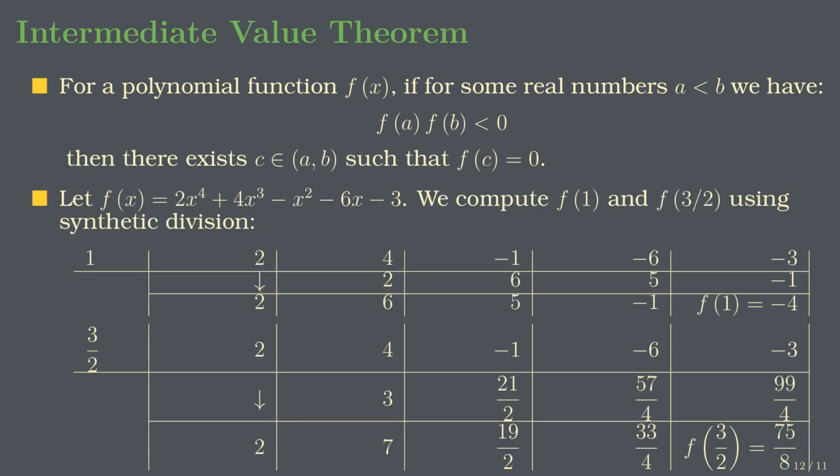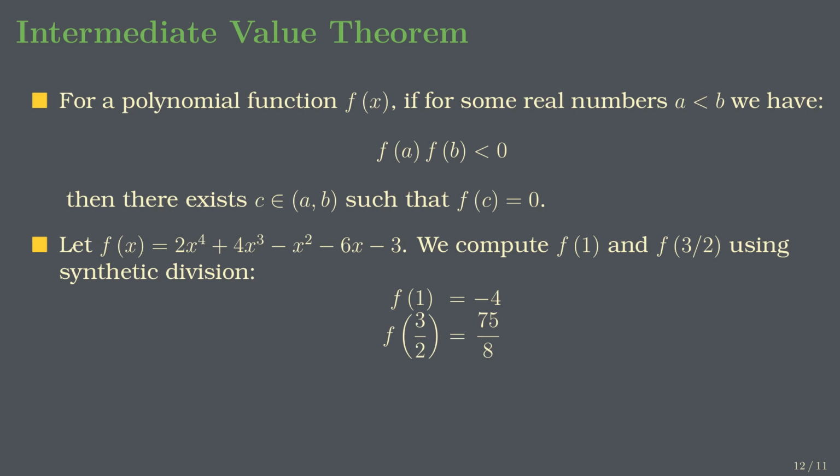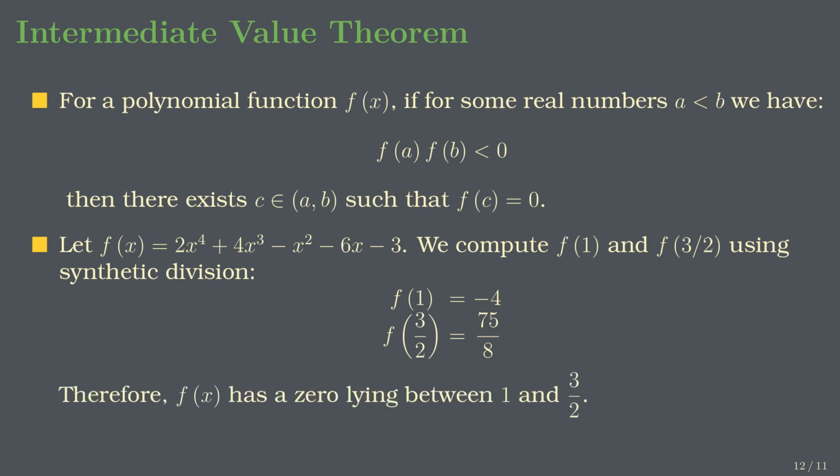And similarly, you can compute that f of 3 over 2 is 75 over 8. So the values of f of 1 and f of 3 over 2 have different signs, meaning that f should have a zero between 1 and 3 over 2. Okay. So that is how we can use the intermediate value theorem to actually determine where f should have a zero.